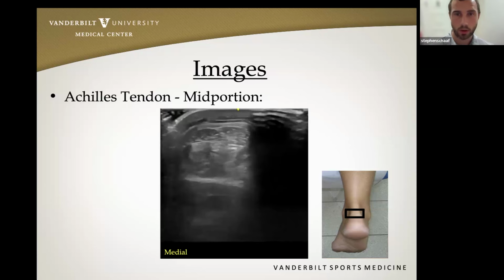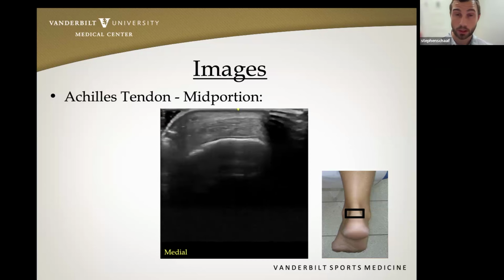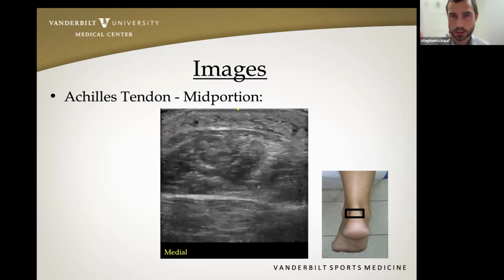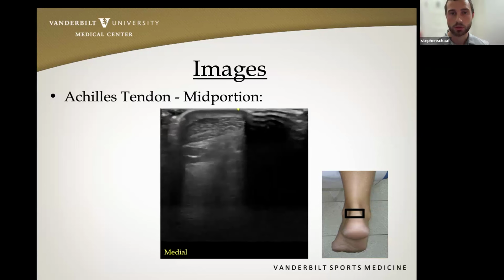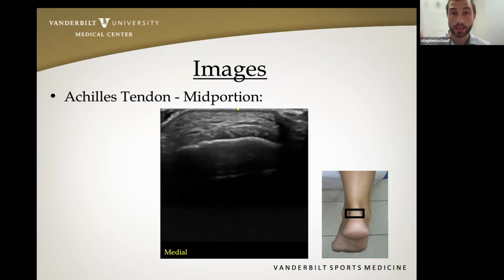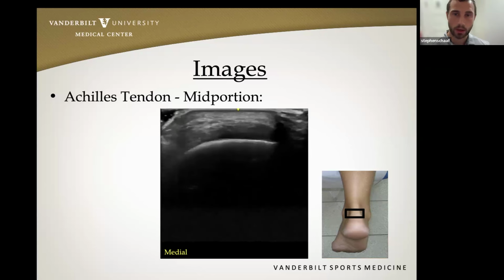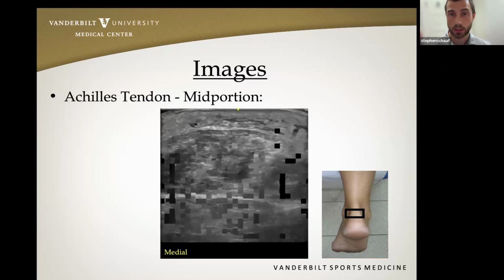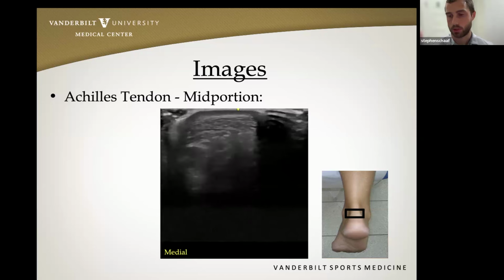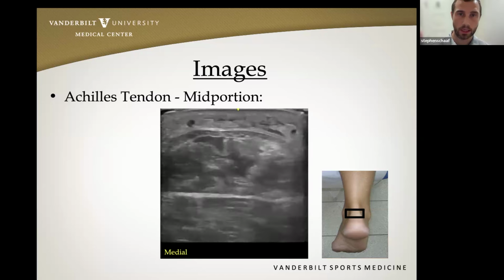But one thing I do want to note that you might see more superficial to the Achilles tendon is that you're actually getting some edema within the superficial tissue, some mottling of the skin in that area, which obviously we'll go into a little bit more later, but could be demonstrating that there's a more proximal injury just because you are getting swelling at that area.